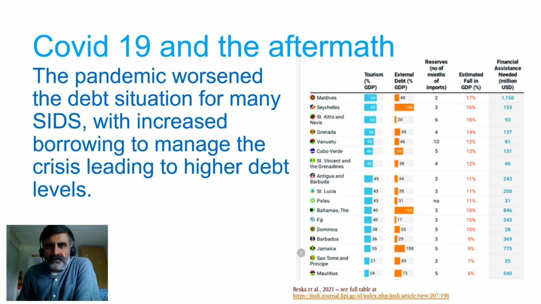The COVID-19 pandemic significantly worsened the debt situation of many small island developing states. These countries had to increase borrowing to manage the crisis, leading to high debt levels and financial stress. According to Rasca and colleagues in 2021, SIDS need strategic approaches to move forward, particularly in sectors like tourism that were heavily impacted by the pandemic.